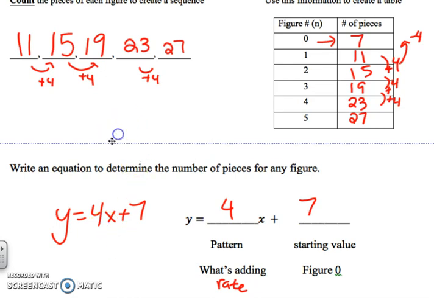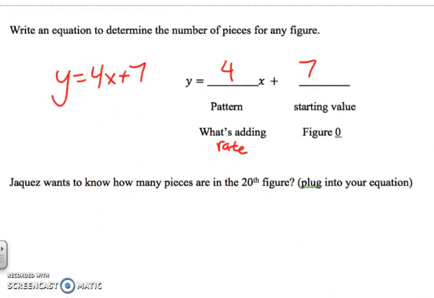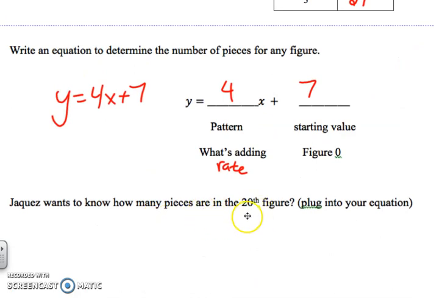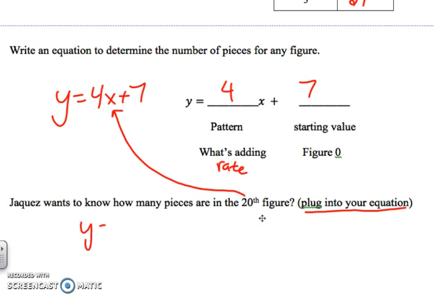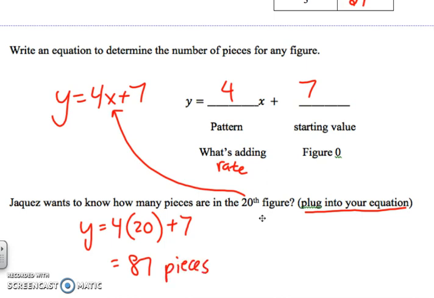Okay. The last thing is it says Jacques wants to know how many pieces are in the 20th figure. So what we're going to do is we're going to plug into our equation. We're going to substitute this 20 in for x. Okay? So how you would do that is you would say y equals 4 times 20 plus 7. So 4 times 20 is 80, plus 7 is 87. So there would be 87 pieces in figure 20.